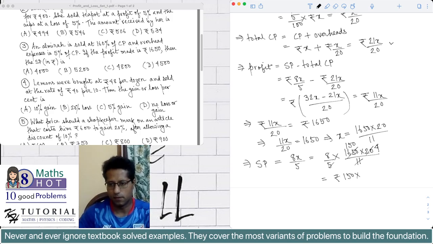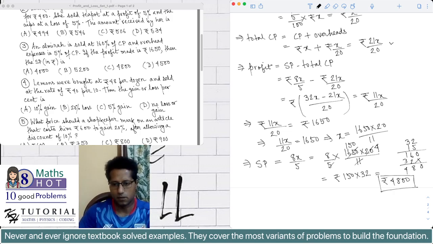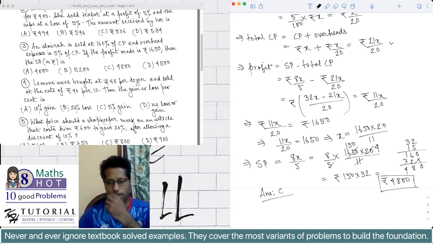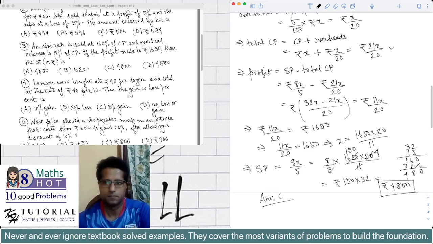Okay. So it will be rupees 150 multiplied by 32, which is equal to, let's find out what is 32 multiplied by 15. So this is equal to rupees 4800. This is the selling price, and hence the correct choice is C. C is the correct choice.